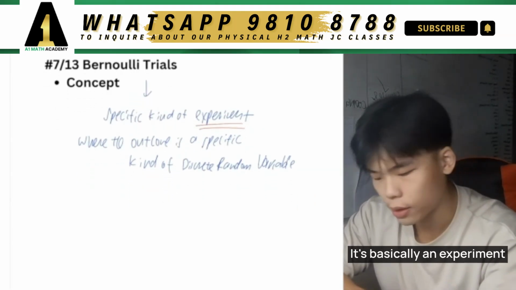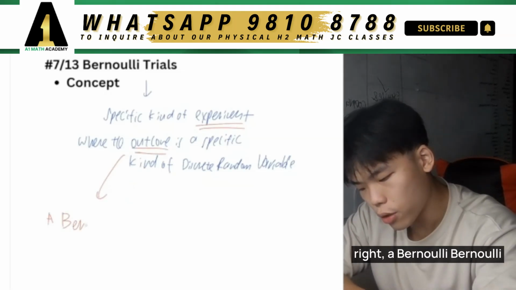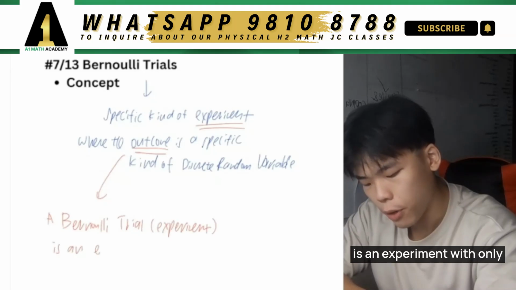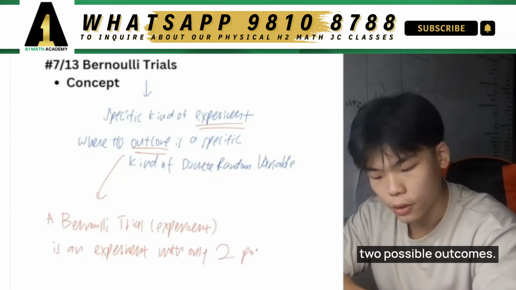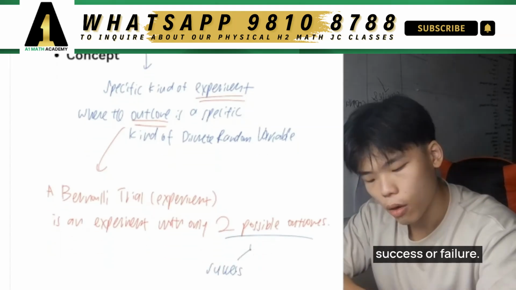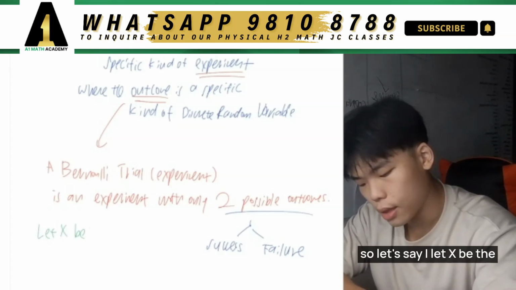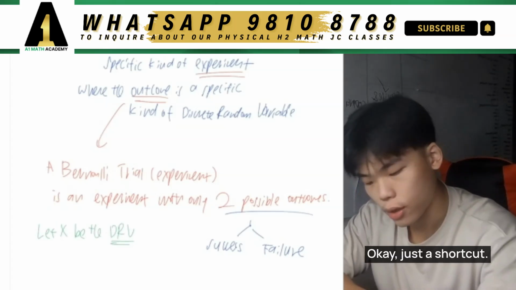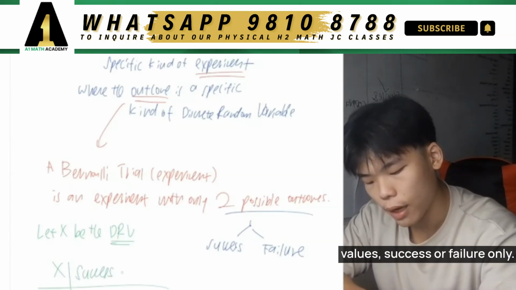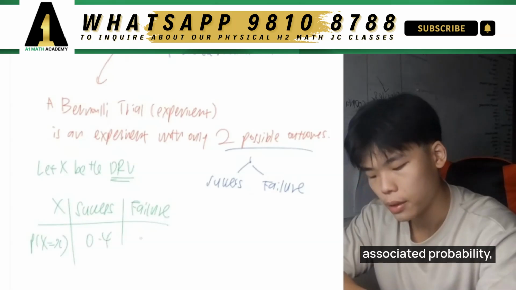It's basically an experiment with only two outcomes. So when I say outcome, a Bernoulli trial, which is an experiment, is an experiment with only two possible outcomes. And these two possible outcomes are success or failure. So in other words, let's say I let X be the discrete random variable. X, if I draw the probability table, can only take on two possible values, success or failure only, and then they have their associated probability.